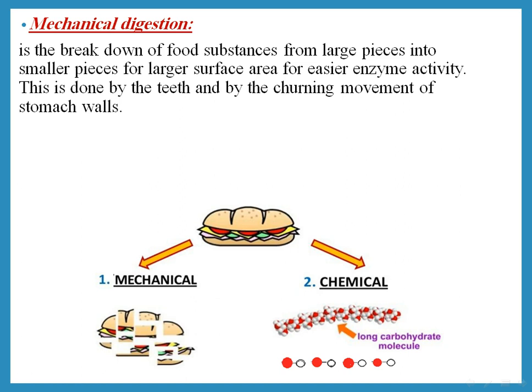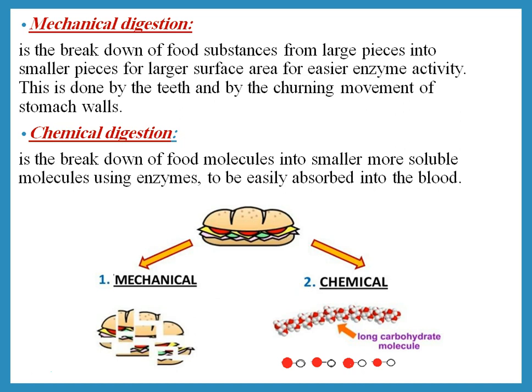Now, how do we do mechanical digestion? We said when you put the food into your mouth, the teeth break up the large piece of sandwich into smaller pieces. And then when the food goes into your stomach, the walls of the stomach are constantly moving. So we say this is the churning movement of stomach walls. So all of this is mechanical digestion. We're just breaking it from large pieces to smaller pieces. We have not changed the molecules themselves.